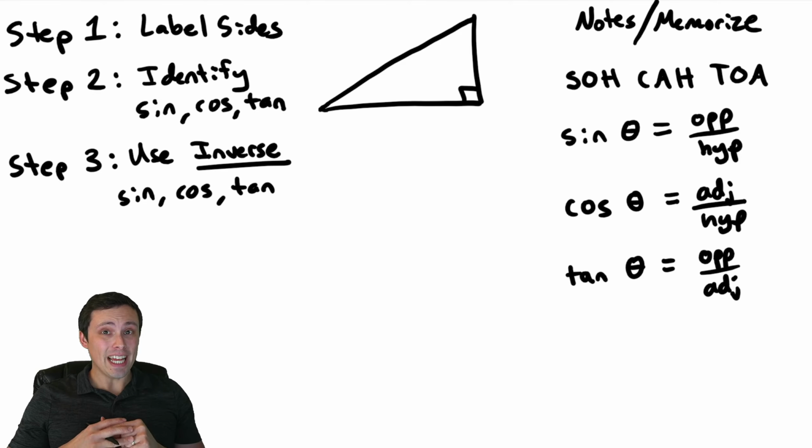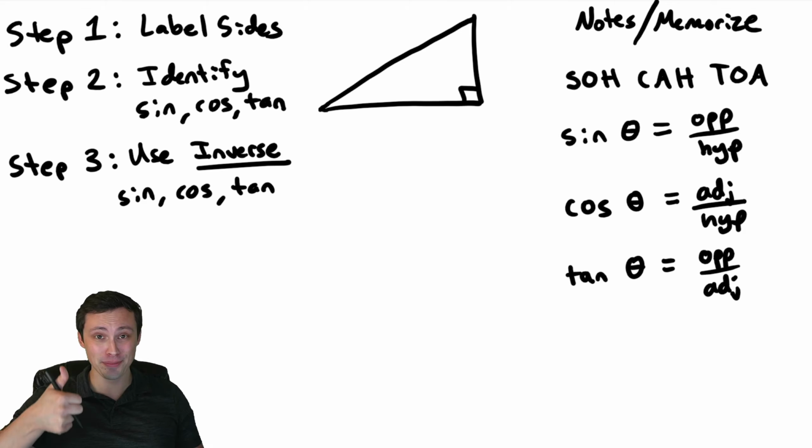Okay, so you need to find the angle in a right triangle that isn't the 90, because that one's 90, guys. If that's what you were looking for, mission accomplished.